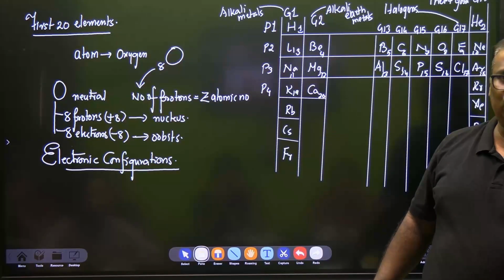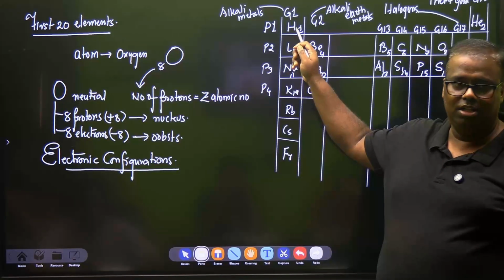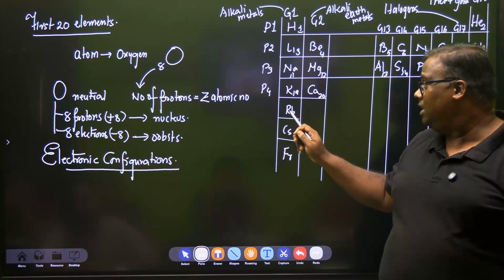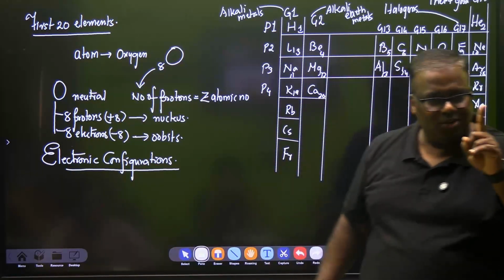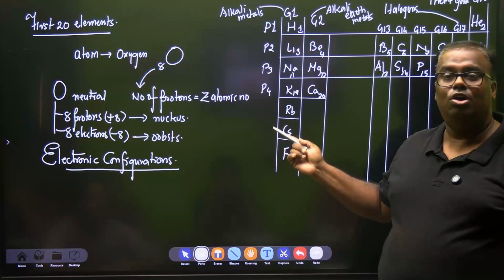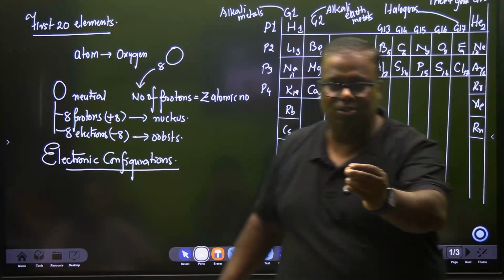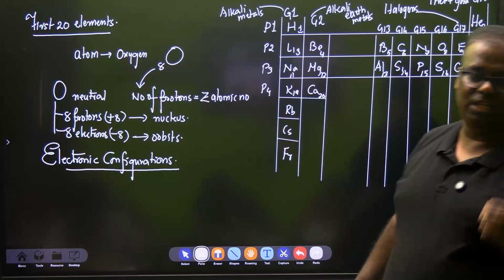Group 2 will have 2, but don't go by that. Wait. Group 1, whether it is hydrogen, lithium, sodium, potassium, or in the case of rubidium, what will happen? Another shell will be opened up, but only 1 electron. So write down: group 1 elements have got 1 valence electron.